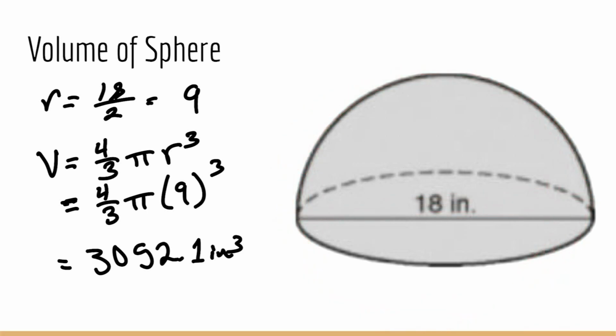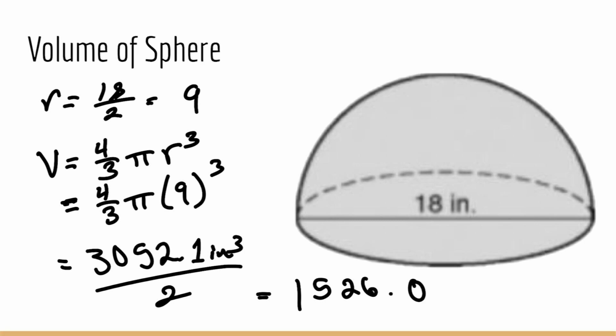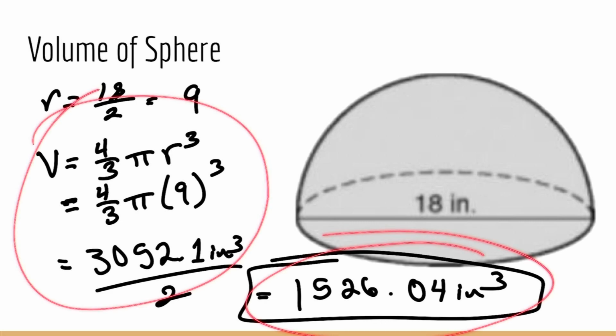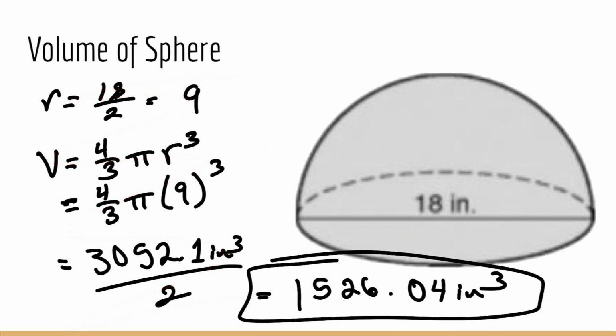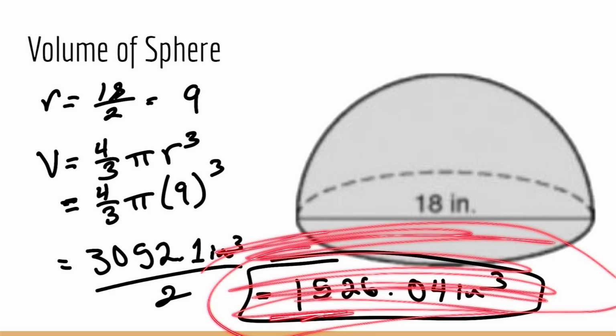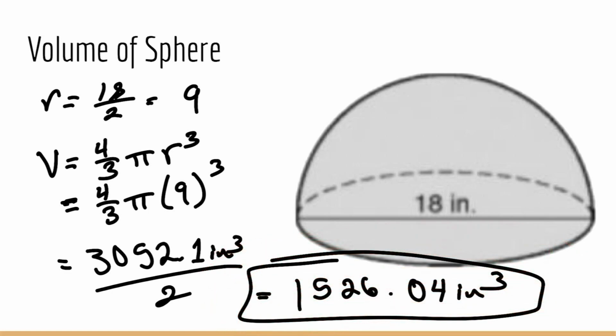So we're going to have to divide this number by 2, and it's going to give us 1,526.04 inches cubed. Again, I don't really care the way you round, as long as the process is right. But remember, in a scientific world, you don't round until you get to this very end step.